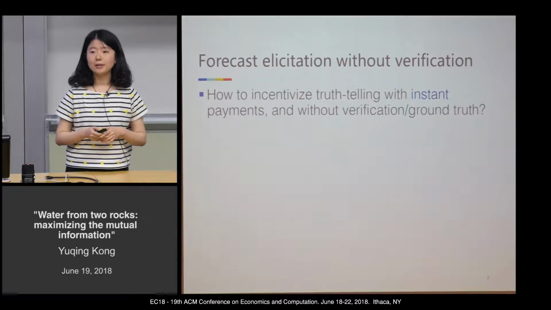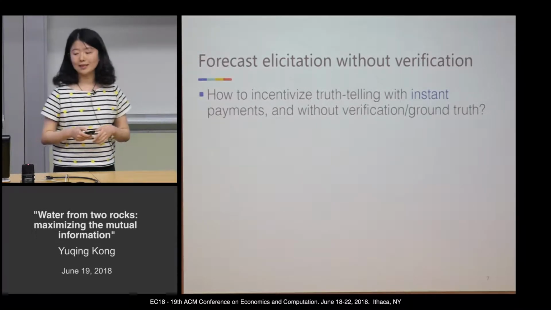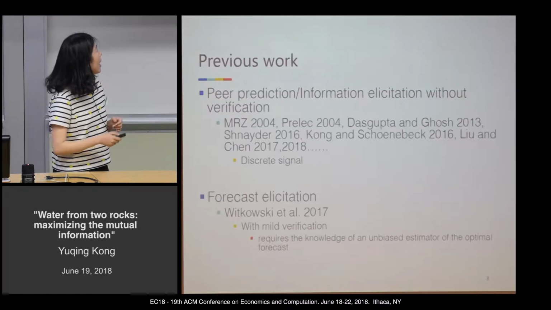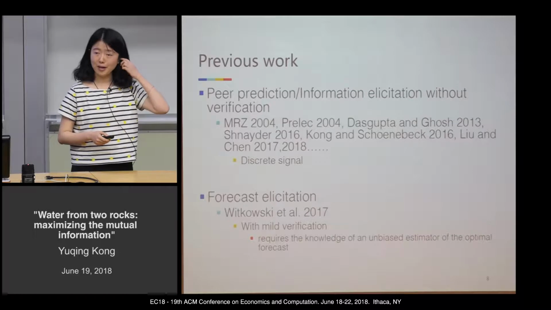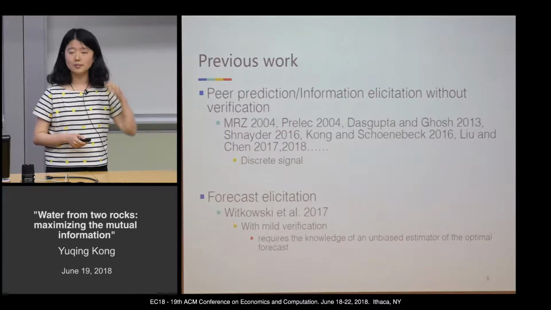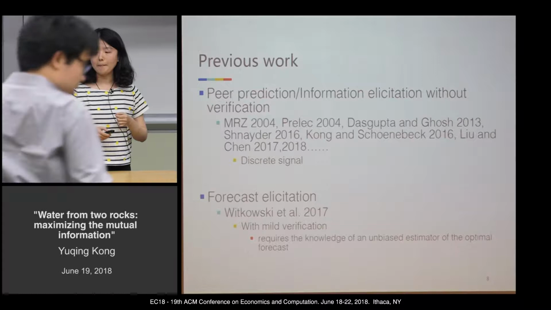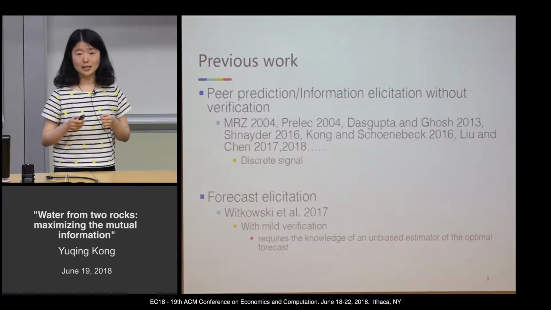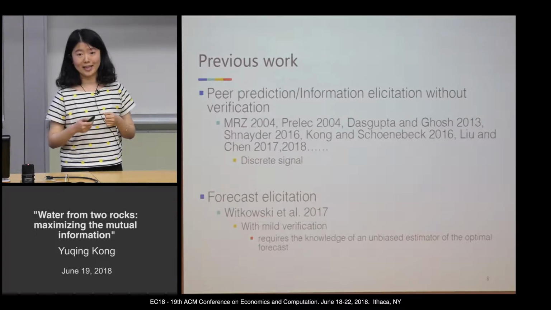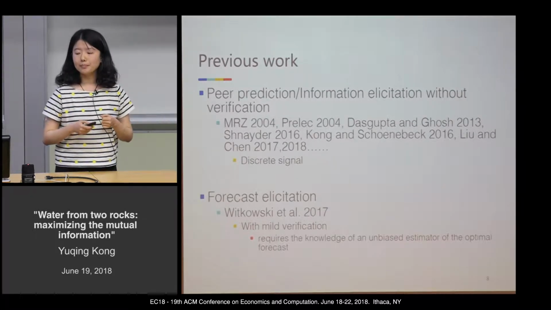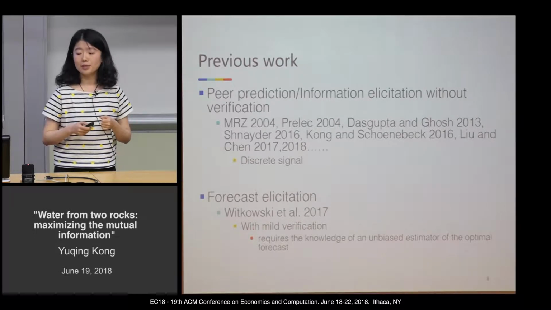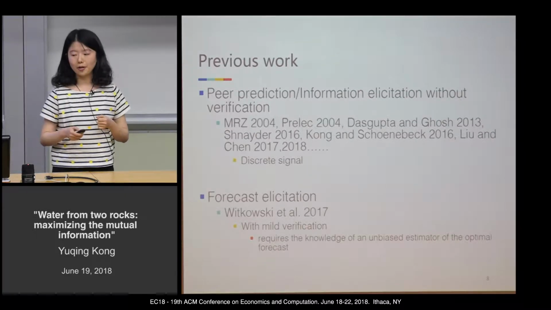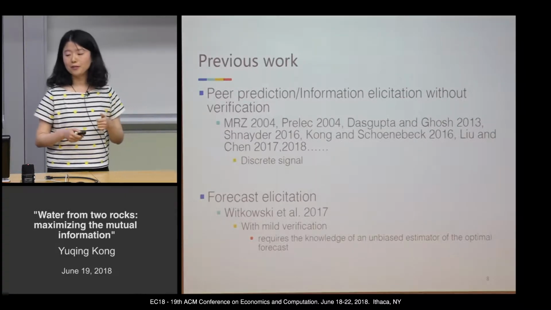And if we want to pay them immediately, and still incentivize them to tell the truth without knowing the outcome, this problem is very relevant to a literature called peer prediction. In peer prediction, we also want to incentivize people to tell the truth without any verification, without knowing the ground truth. But in most of the peer prediction literature, agents report discrete signals like yes or no. And here, we want agents to report a forecast.